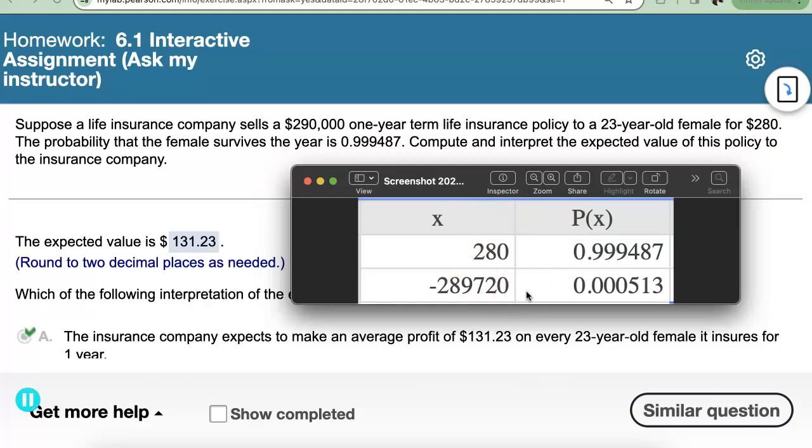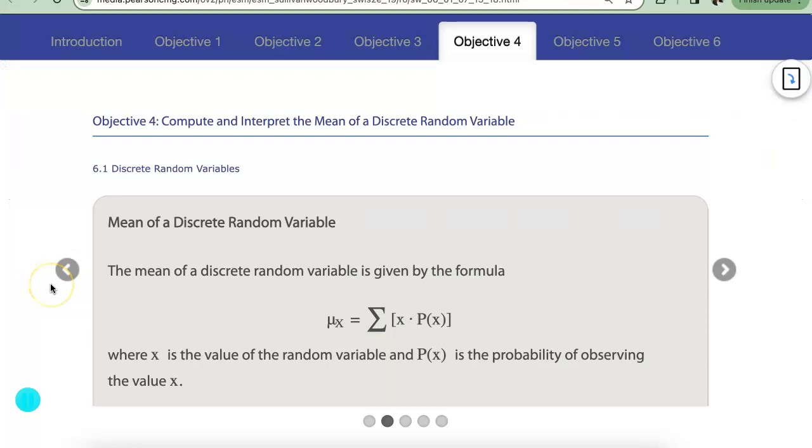Now, this problem does ask for an expected value, but because the mean of a random variable represents what we would expect to happen in the long run, we're really going to be computing a mean of a random variable in a discrete probability distribution. So let me show that formula real quick. That one is here in section 6.1. It was objective 4 if you want to follow along through the e-text on compute and interpret the mean of a discrete random variable. And we see the formula here.